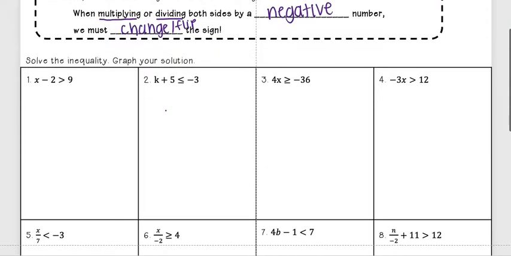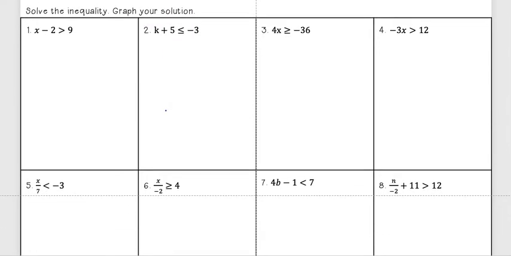So let's go through some examples. We're going to solve and then we're going to graph. This first one, I have x minus 2 is greater than 9. To solve this, just like when we were doing equations, I need to get x by itself. So to move that minus 2 to the other side, I need to do the opposite operation. Since this is subtraction, I need to add 2 to both sides. So all I have is x on this side. And just like our equal sign just kind of went on down, I'm going to do the same thing with my inequality. So my inequality just carries down. And then 9 plus 2, I get 11.